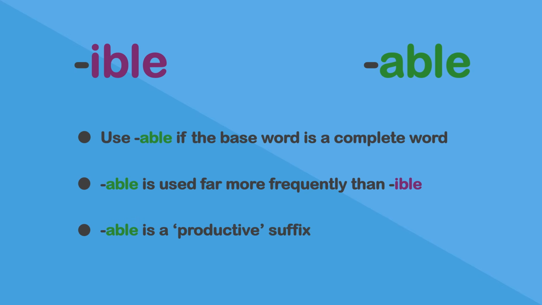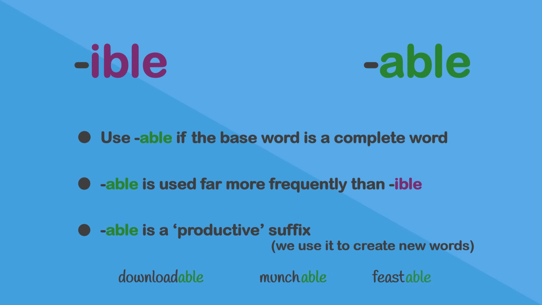Able is a productive suffix, meaning we use it to create new words. For example, downloadable, munchable, feastable.